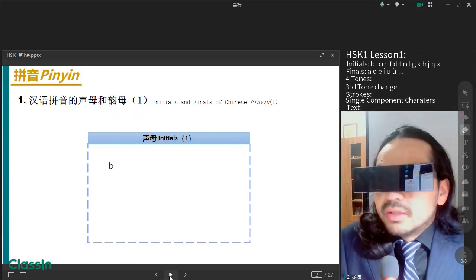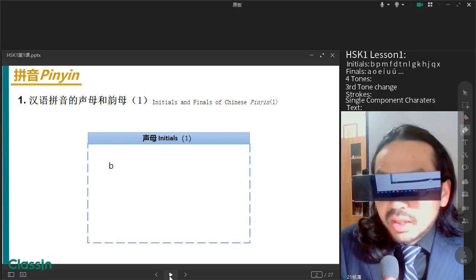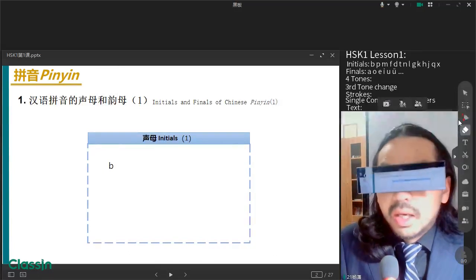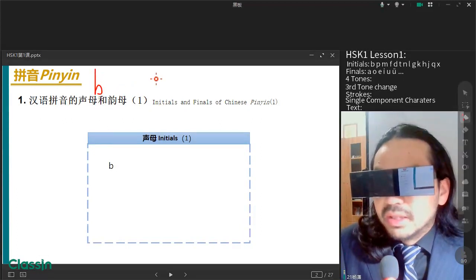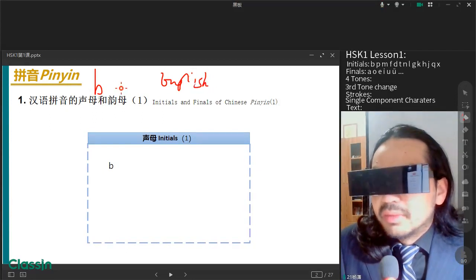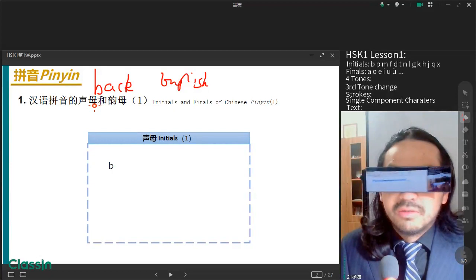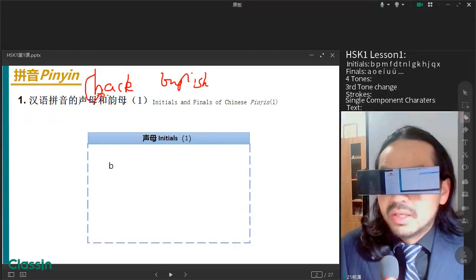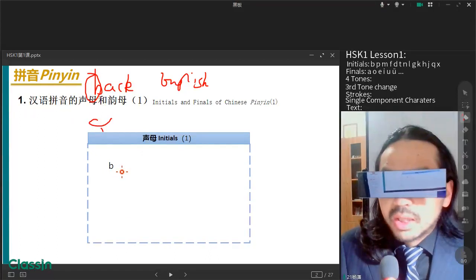So the first one is, do you remember? Yes, it's read as 波, 波. Just like how you pronounce B in English. It's almost totally the same. Like in back, although it reads as bo, the function of the pronunciation is similar to the English b.